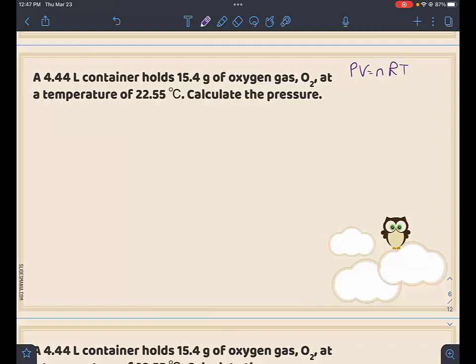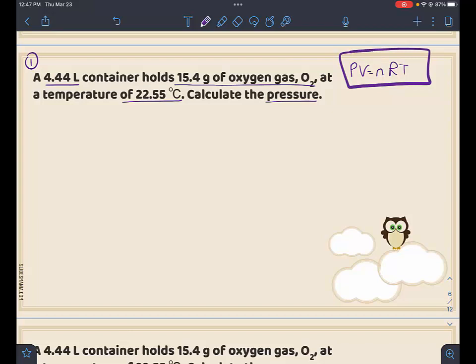So let's see. Problem 1 says a 4.4 liter container holds 15.4 grams of oxygen gas at a temperature of 22.55 degrees Celsius. We're going to have to fix that. Calculate the pressure. All right, so this is just a container holding a gas. There's no changes, so I'm definitely going to be using the ideal gas law.